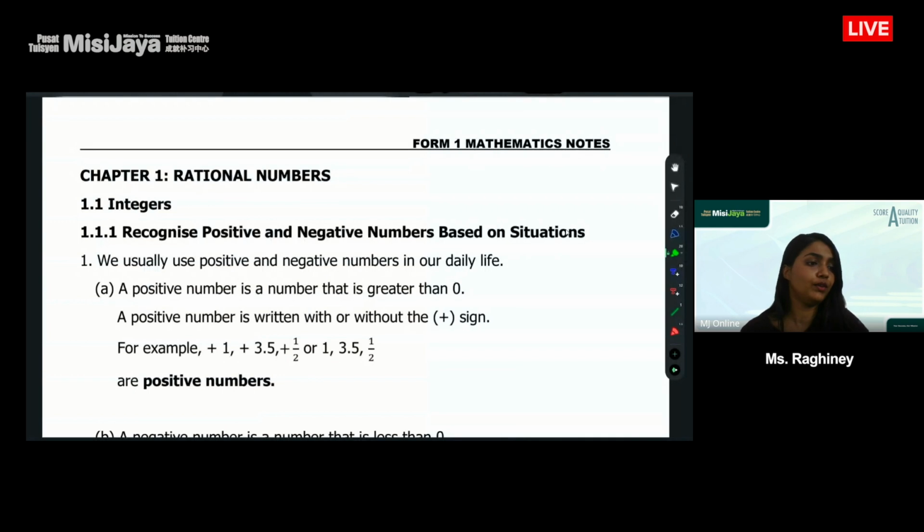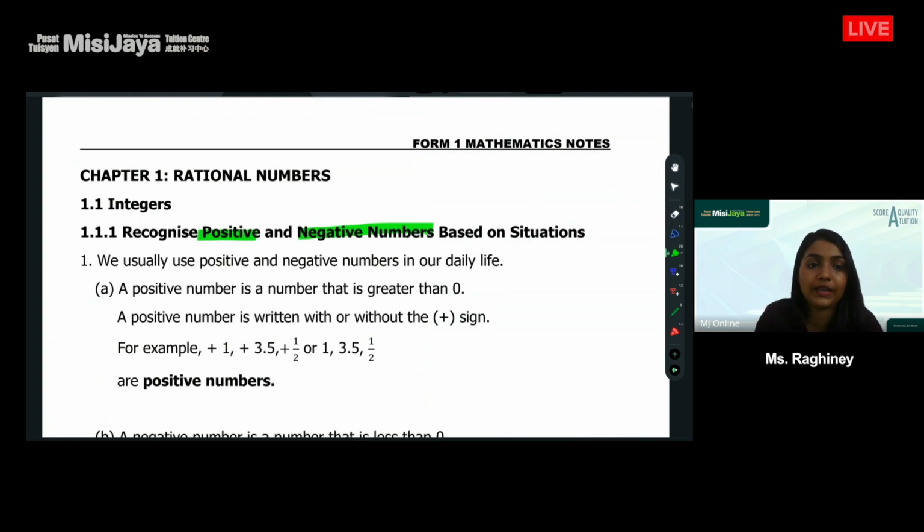Okay, for this very first chapter, we're going to be looking at something called rational numbers. To begin, we are going to differentiate between positive numbers and negative numbers. We normally use these in our daily life. So what are they actually? What are positive and negative numbers?